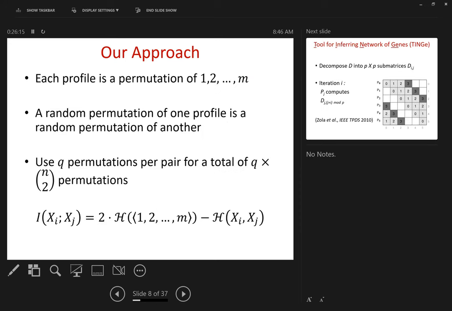A couple of things you can observe here is that now each gene expression vector is a permutation of the numbers 1 through m. And because a random permutation of one profile is a random permutation of another, since every one of them is a permutation of 1 through m, you can actually aggregate the permutation testing. So if you want to use a certain number of permutation tests, a permutation test that is done for one pair is valid for the other pair, right? If you choose q permutations per pair, then the total number of permutation tests would be q times n choose 2, where n is the number of genes. So the sample size for permutations could be reduced by a factor of n choose 2, which is roughly half n squared. That really makes your sequential algorithm very fast.